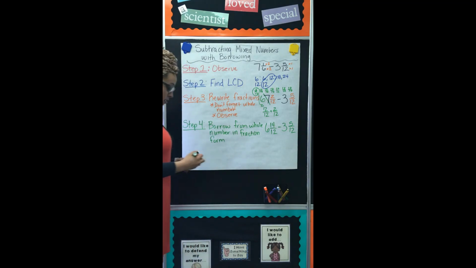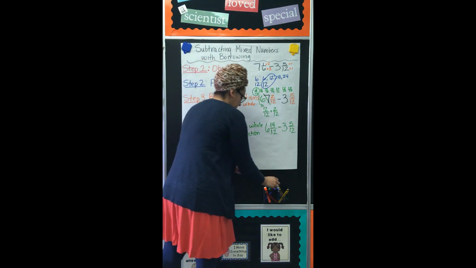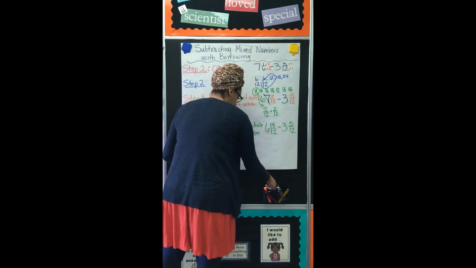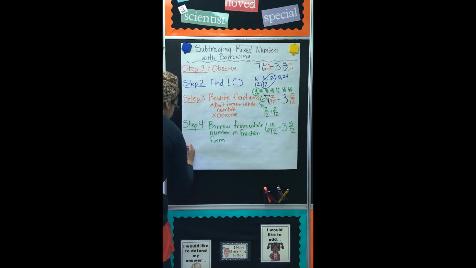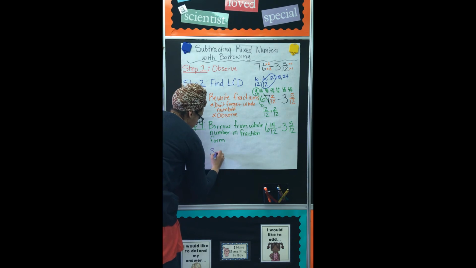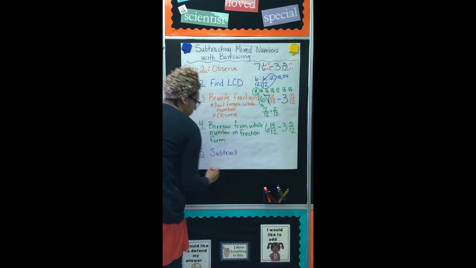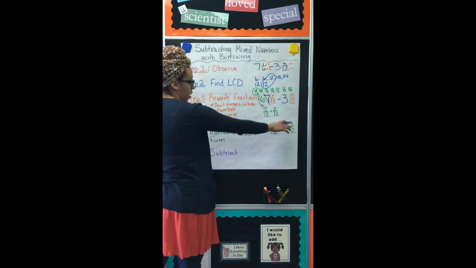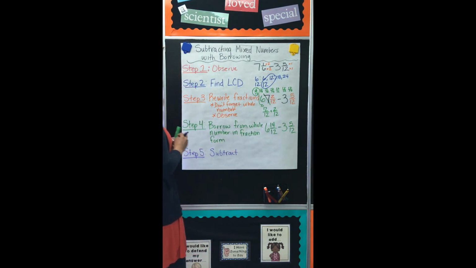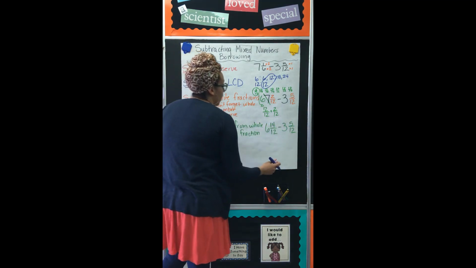We observe it again. Can I solve this? Can I take 5 away from 14 now? So that's going to be our final step, is we are going to subtract. So we're going to subtract our fractions first. What is 14 minus 5?